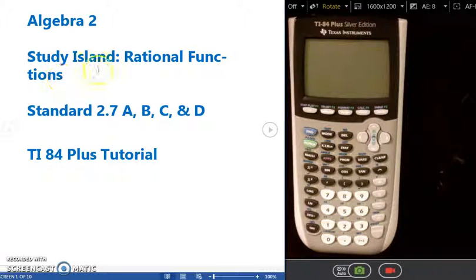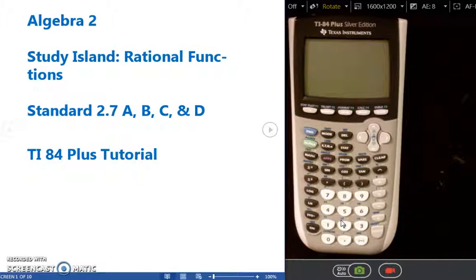We're going to be looking at questions from the Study Island topic, rational functions. This is the second video that I do in that topic, so this is part 2. We're also looking at questions from the standard 2.7 A, B, C, and D in Algebra 2. I'm just wrapping up the questions that I've pulled from Study Island under this topic that you can do on the graphing calculator or with very little paper and pencil work.